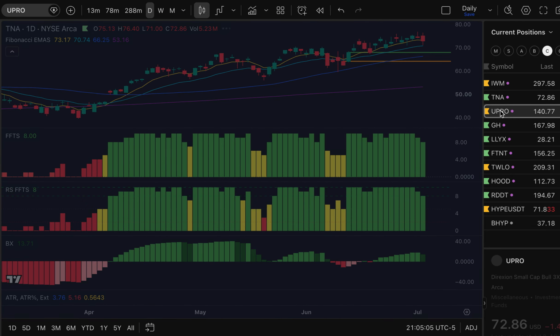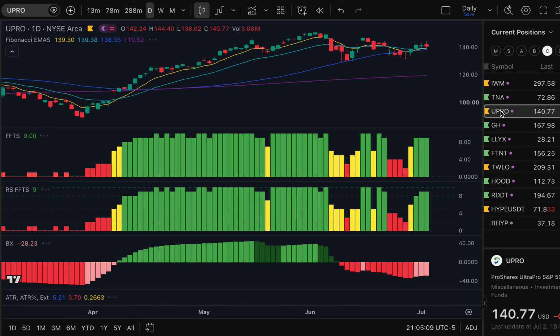Also in UPRO, which is 3 times leverage SPY. We do get a relative strength reading for UPRO since it's not identical to SPY. And so it's looking good, except momentum isn't quite there yet.